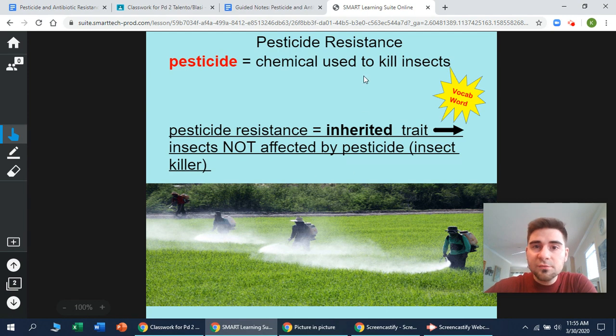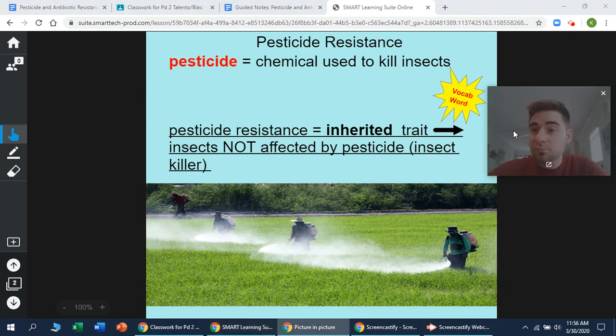Okay, now let's first talk about pesticides. Pesticide is just a chemical used to kill insects. So, of course, this would be used most likely by farmers. Here are some farmers there, right? So, in this picture below, they're spraying this chemical, right?